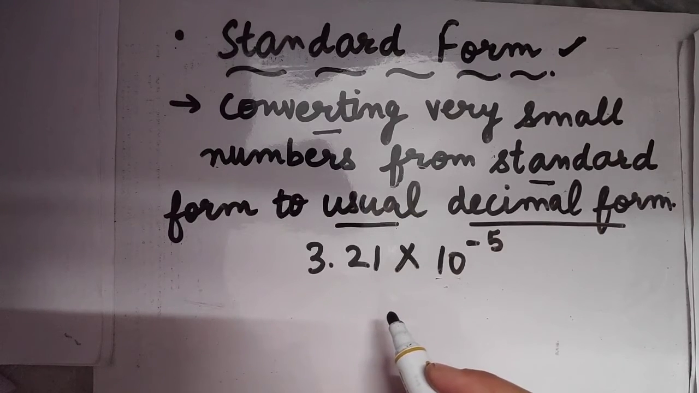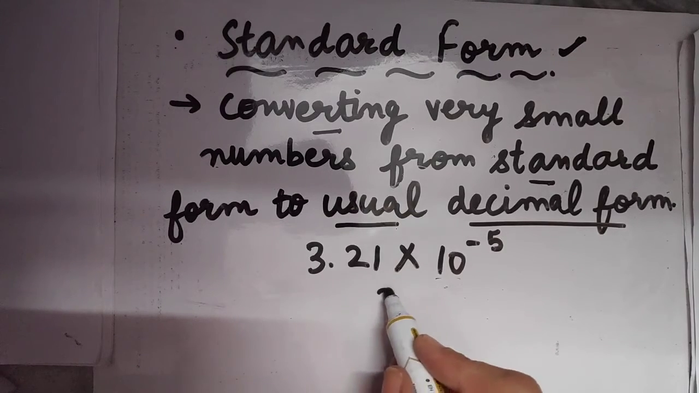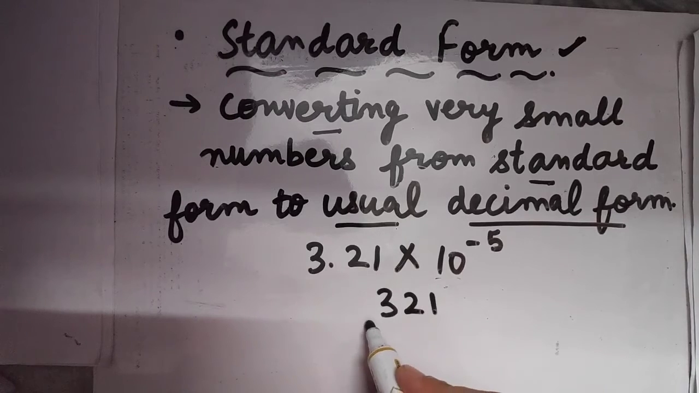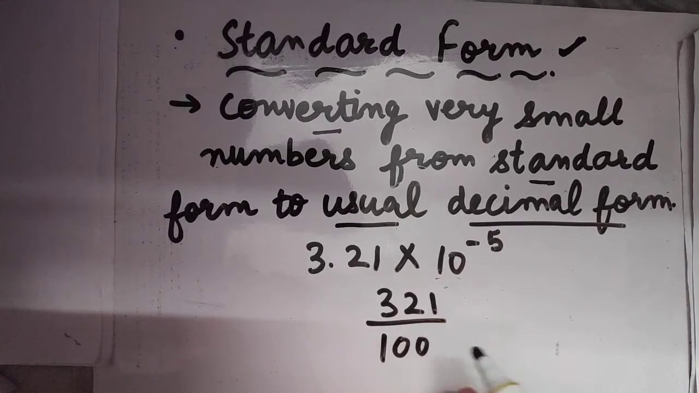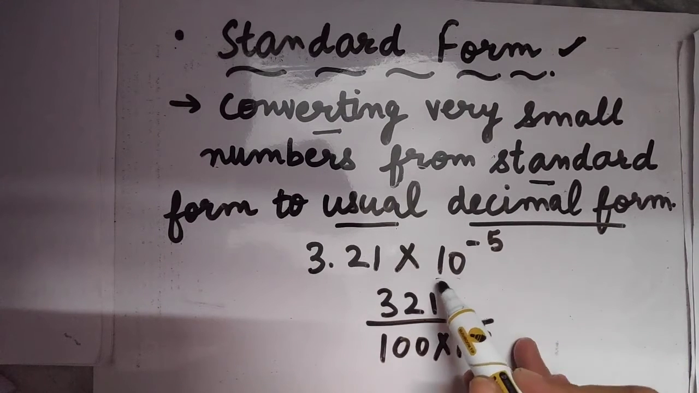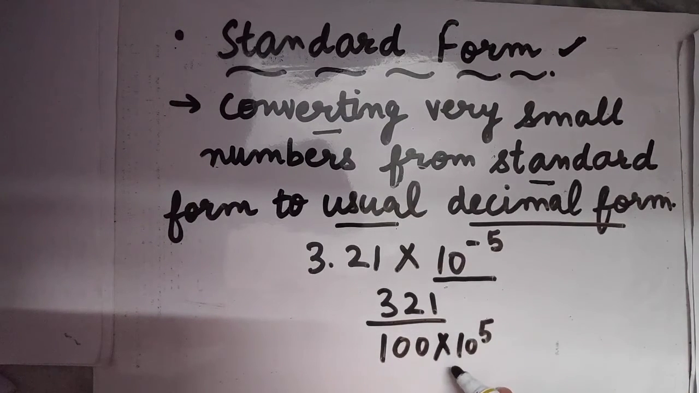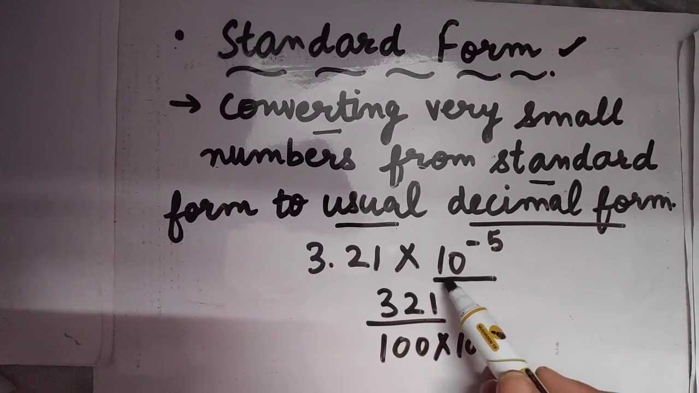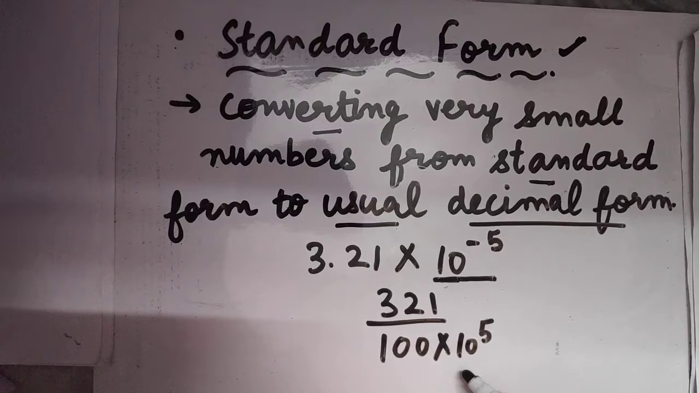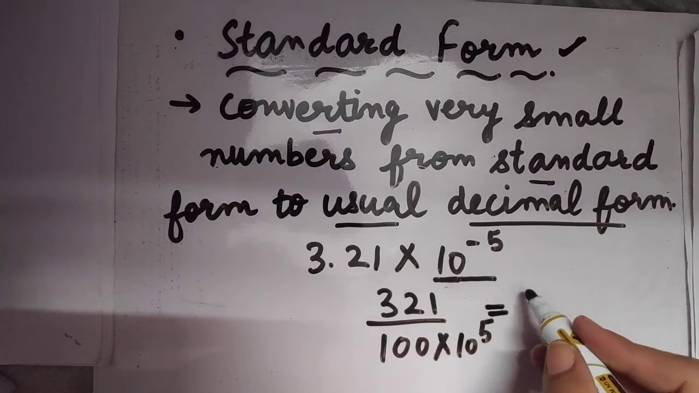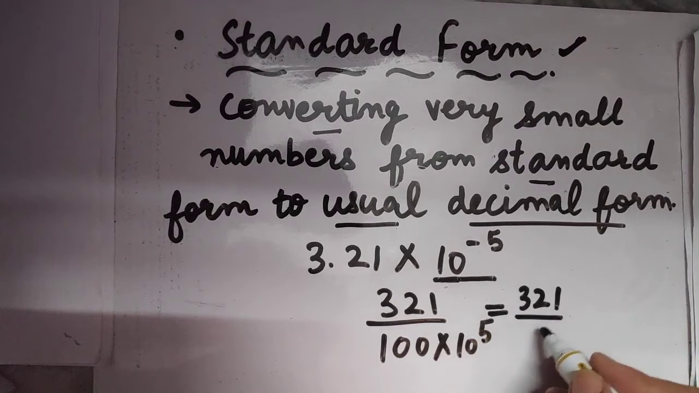This will be done in the manner that 321 over 100, this will be written with 10 raised to the power 5. As the exponent was negative, to make it positive, I need to take the reciprocal of this base, that is 10. So I have shifted it in the denominator. Now it will be 321 over 10 raised to the power 7.